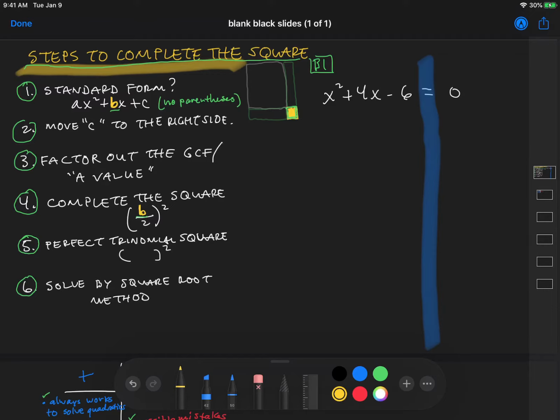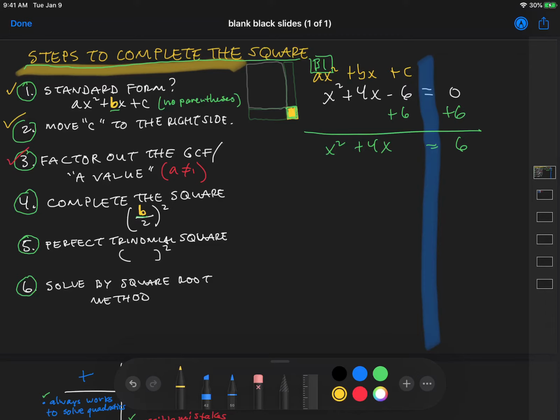Step number 1, is this in standard form? This is in standard form because ax squared plus bx plus c, everything's to the left side and is in descending order. Number 2, move the c to the right side. So there's my c value, so I'm going to have to move this -6 over, and this gives me x squared plus 4x equals 6. What's the next one? Factor out the a value. Now you only need this one if your a is not equal to 1. So that one's done. That's nice.